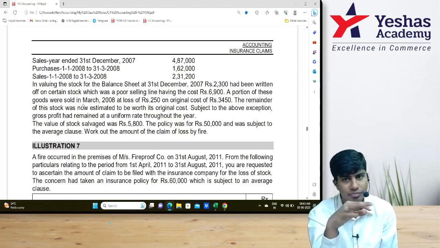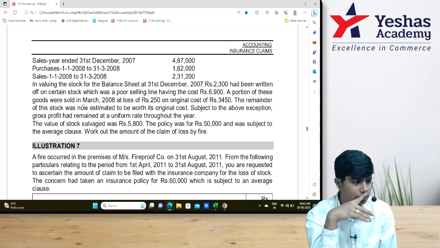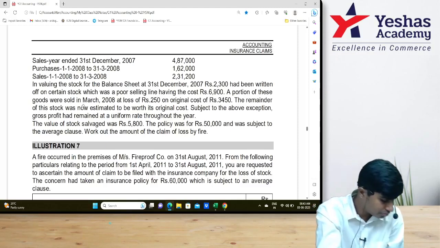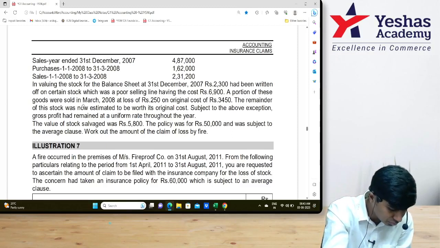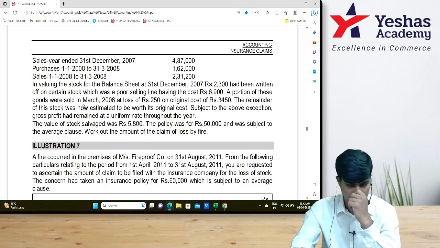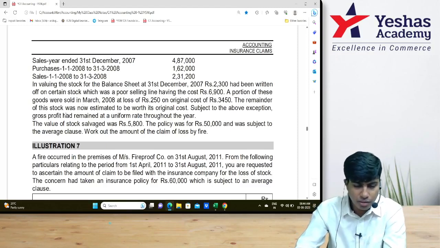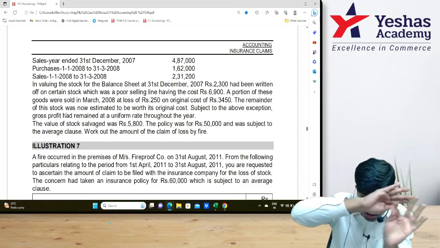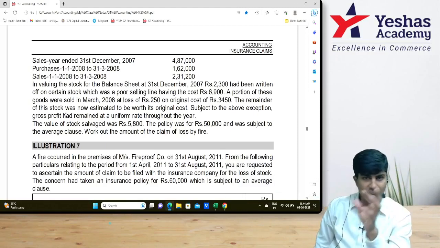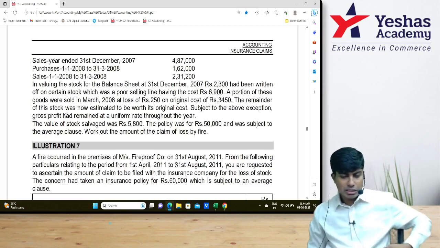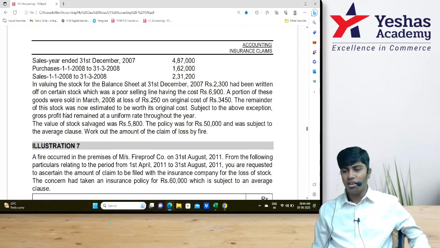Or we can write, we know that. What is after that? Subject to above exception. Except this, rest of the goods are sold at uniform GP rate. Except this, rest all other units are sold at same GP rate. Do you agree with me? That's it. The value of stock salvaged is 5,800.